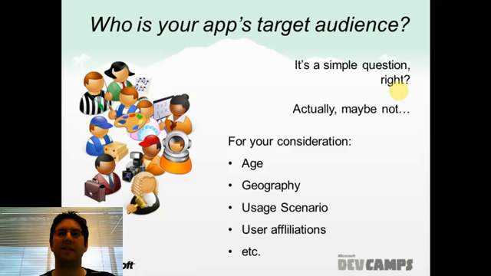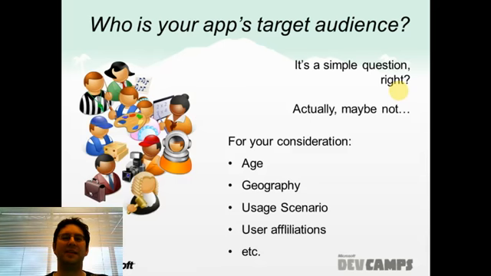Don't boil the ocean, as they say. Don't try to make your app palatable to every single user out there in the universe, because it's never going to happen. Make sure you've tailored the experience to the specific target audience that you have. For your consideration, there's a whole bunch of things you can think about: age, where they live, the scenario in which the user will actually use your application. Affiliations, such as political. If you're building an app about conservative politics, chances are you're not going to get a whole bunch of liberal people there, and a whole bunch of other things. So that's really important to think about.